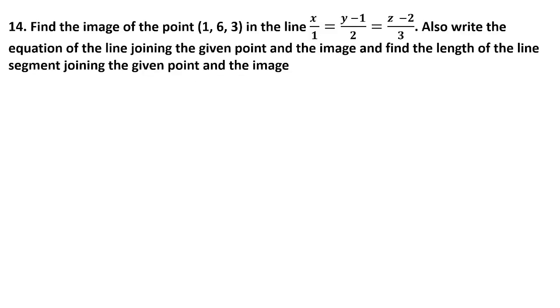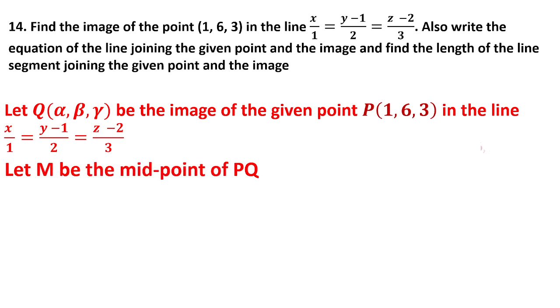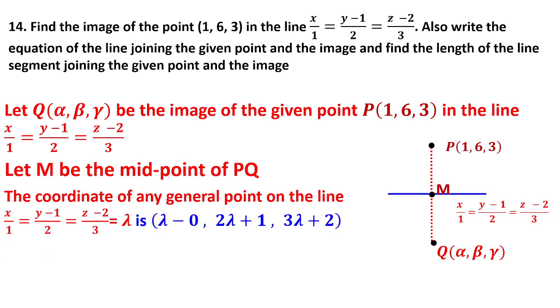You have to find the image of the point in the line. Also write the equation of the line and find the length of the line segment. These types of problems will come for 5 marks. Image. With the image, we have to be very careful. Now we have to just check. Suppose I call Q the image of the point in the line, two things will happen. When you join that point with the image, you will get a new line called PQ.